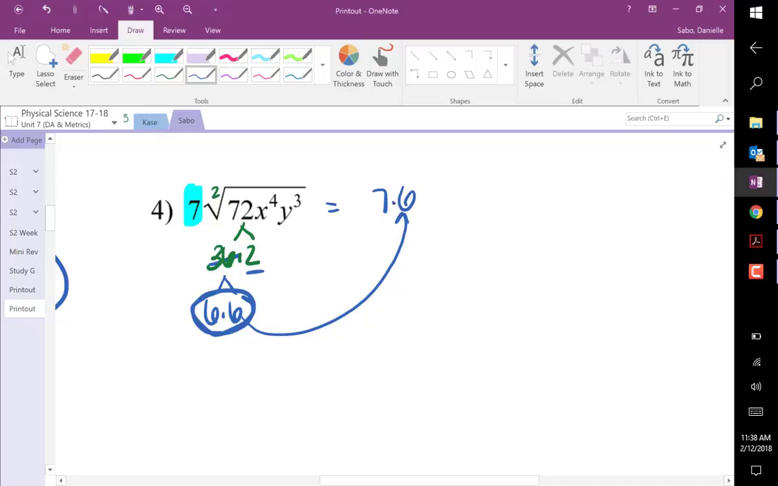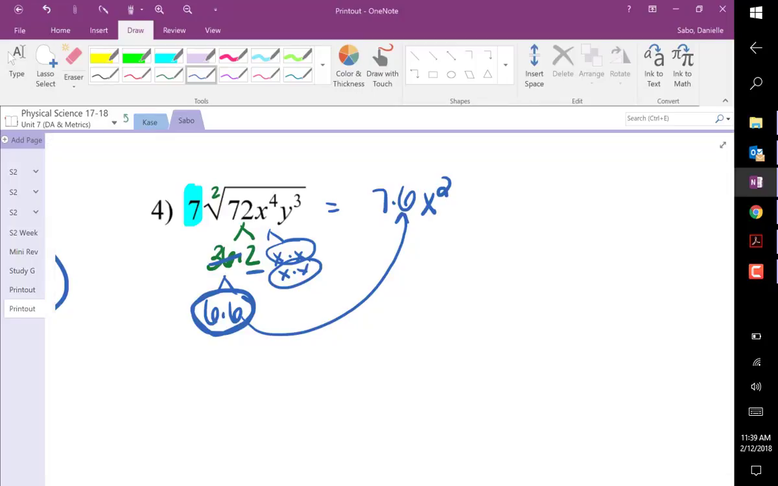Now let's talk about our letters. Now this one might be easier. How many times does 2 go into 4? 2 times, right? Or you can think of it this way: 4 divided by 2 is 2. And that's why I get x squared. It's easy when it's divisible, but it's not always going to be the case, like the next one. And if you got stuck on that part, you can do x times x times x times x, and here are your two groups. I just proved it to you.